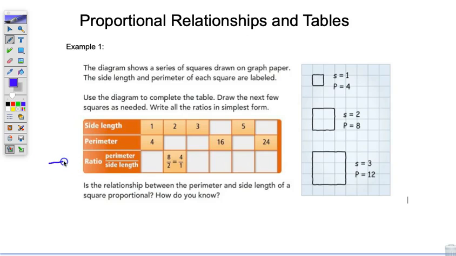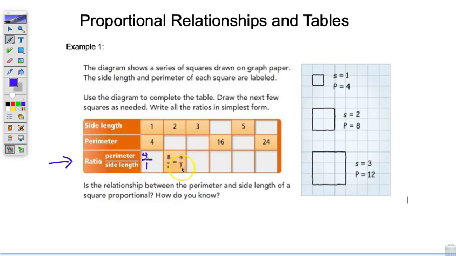We need to pay attention to this information right here. In the first row, it's giving us the side length, and the second row, it's giving us perimeter. Our ratio has to be the perimeter divided by the side length. So in this first block, we're going to put the perimeter of 4 over the side length of 1. So that's a 4:1 ratio.